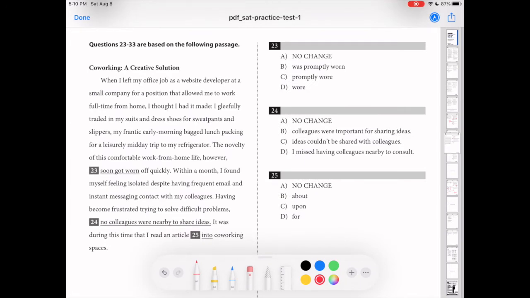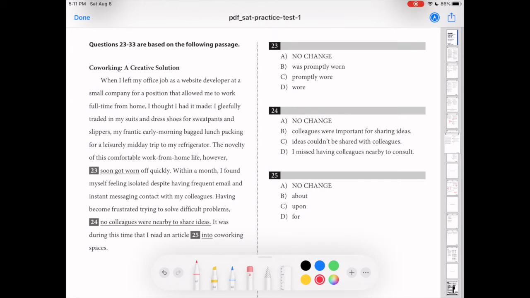Alright, question 23, new article, this time on co-working. So this is like WeWork, if you're familiar with that company. Drawing connections between the passage and what you know is really good for staying interested and focused on the passages. We skim the first few lines, and we see that it begins with a personal anecdote from this author.